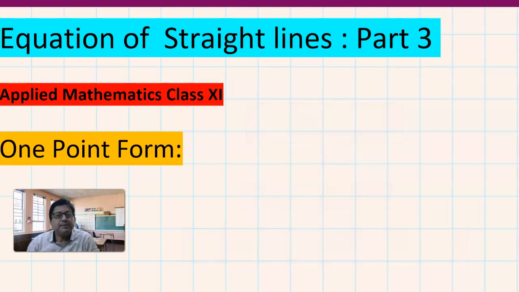In equation of straight lines, in the past two videos, part 1 and part 2, I have explained the concept of straight line, angle between two straight lines, and two forms of a straight line. One of them is gradient form and the other one is the intercept form. Today's class, I am going to start one point form. One needs to derive the equation of a line by knowing the slope of the line.